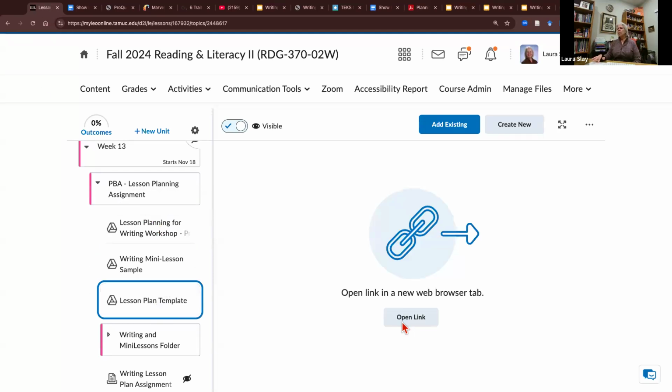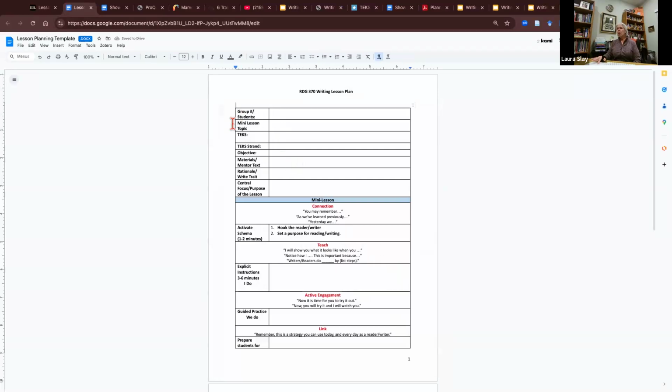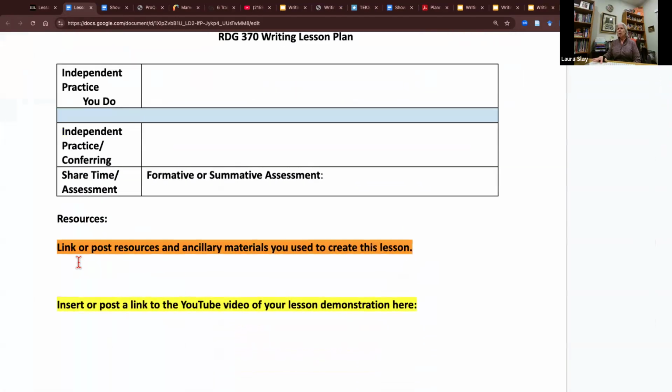Here is an example of the lesson plan template. It's blank. So I've got all the categories and all the main areas that I want you to include. Let's see what I wrote down here. Link or post resources or ancillary materials you use to create the lesson. That means, where did you get your ideas? What resources are you going to use?